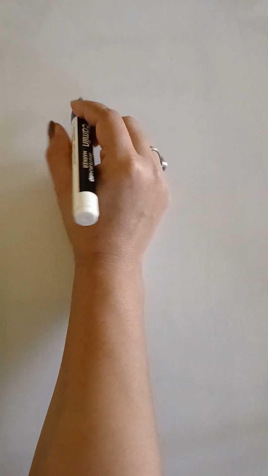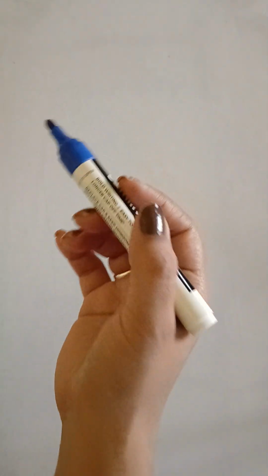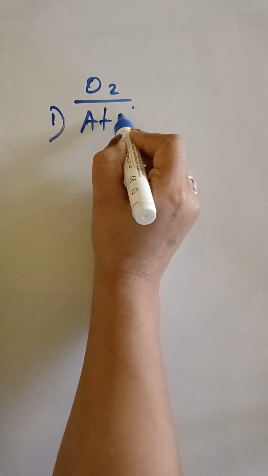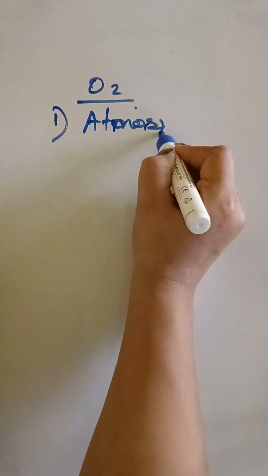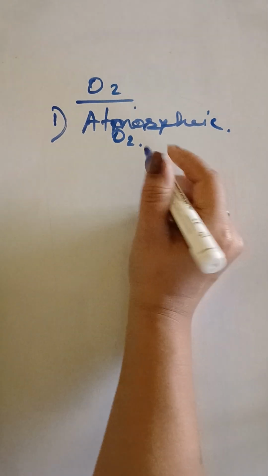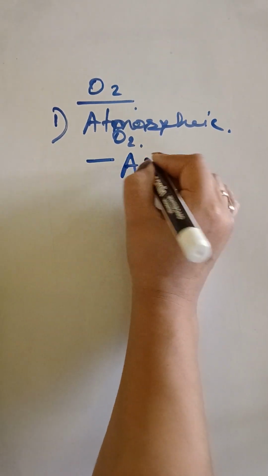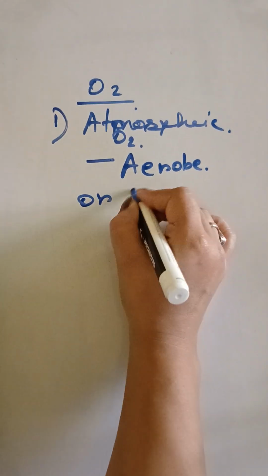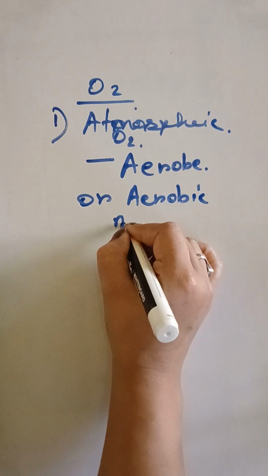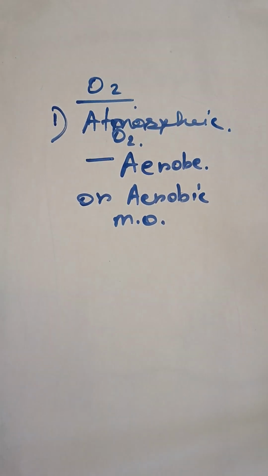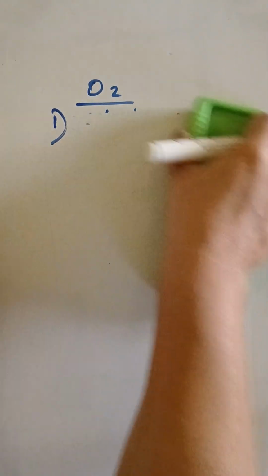Now another parameter is the presence or absence of oxygen. So one parameter is temperature, another parameter is oxygen. When microorganisms can grow in the presence of atmospheric oxygen, they are known as aerobic or aerobe microorganisms. They can easily grow in the presence of atmospheric oxygen. So they are aerobic organisms or aerobes.